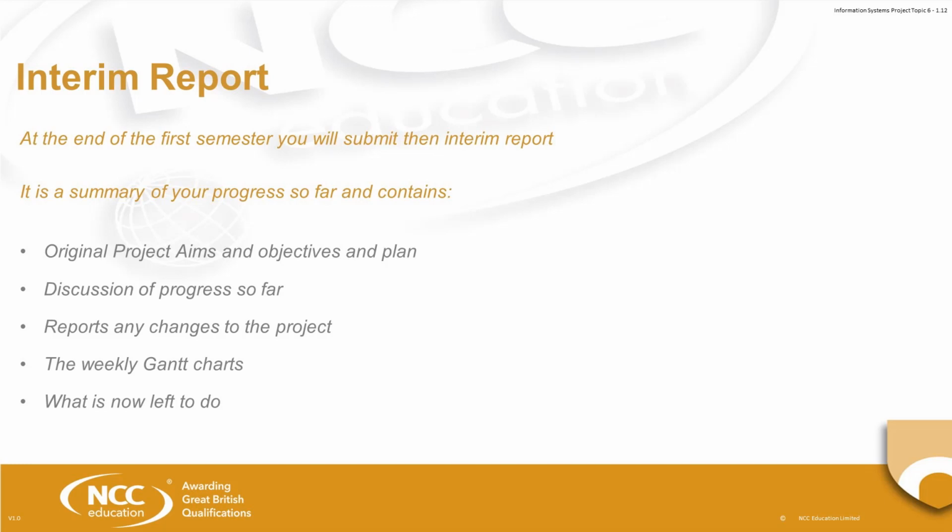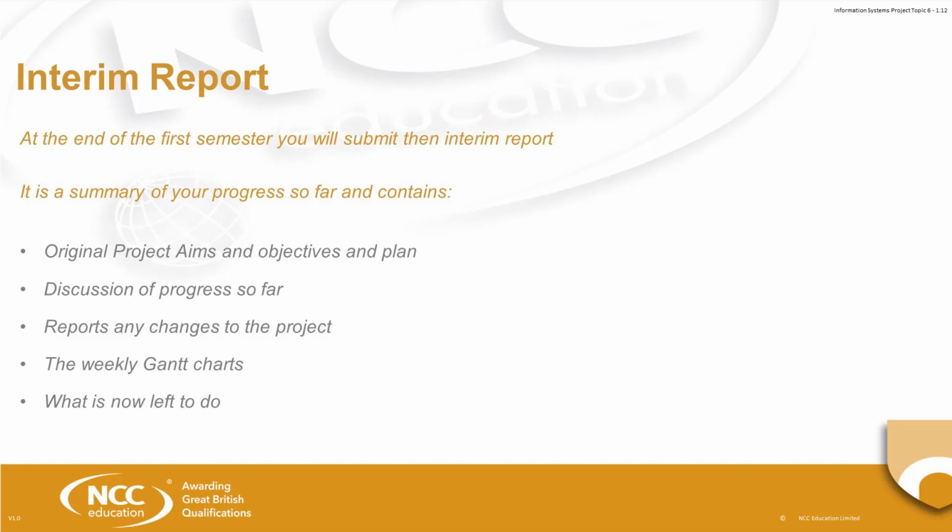All really this interim report is a summary of what you've actually done so far. So you're not going to have to make up anything, you're not going to have to write anything special, you're really just summarising what you said you would do. So the original project aims and objectives and the original plan, what you've done so far, and you've got a log. Hopefully by this point you've been recording a logbook of what you've done so far, so you've got that information to put in.